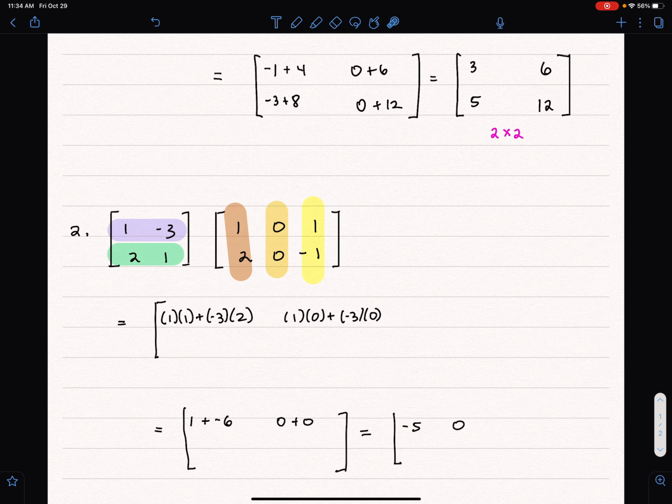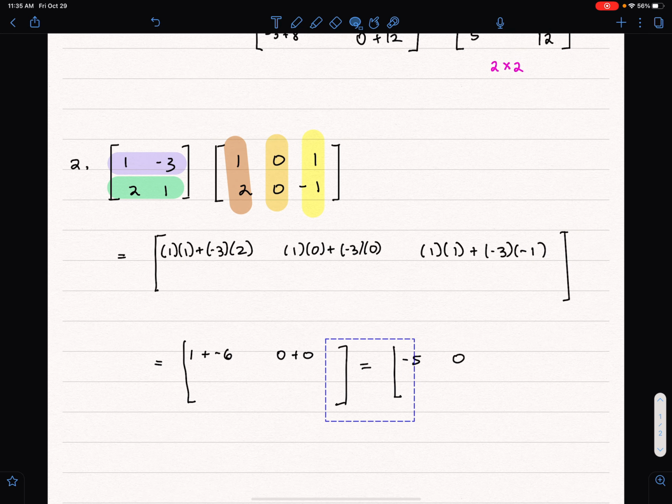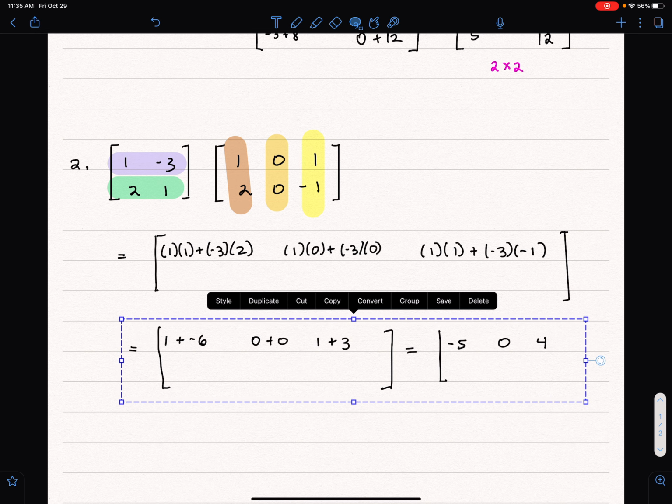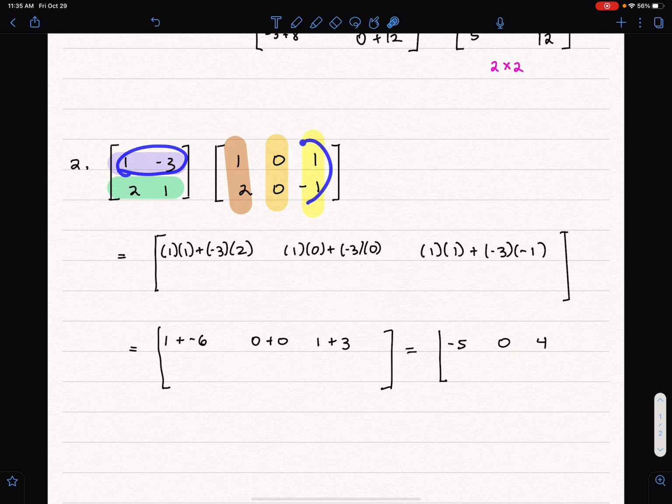Now I take the first row, third column. That means dot the entries: 1 times 1 plus -3 times -1. And that gives 1 plus 3, and that gives 4. So for first row, third column, I get that entry in the first row, third column. Continue.